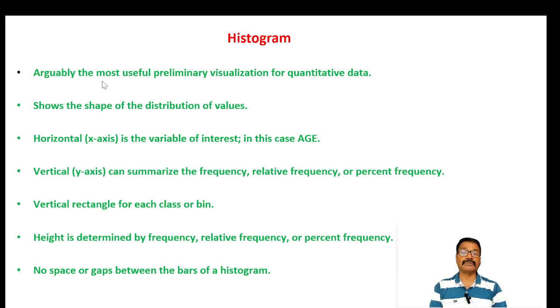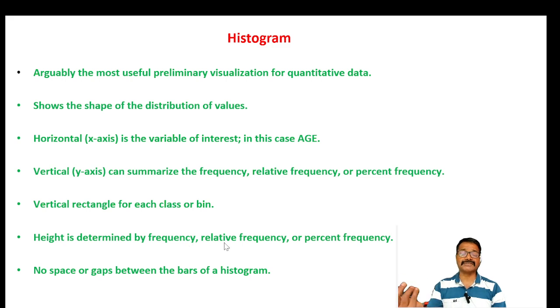Now it is a more powerful tool that is primarily used for the visualization of quantitative data and shows the shape of the distribution of the values. Generally, the horizontal axis is the variable of interest, in this case age, and the y-axis will summarize the frequency or relative frequency or the quantity of that particular variable. A vertical rectangle for each class or bin will be there. Height is determined by the frequency.